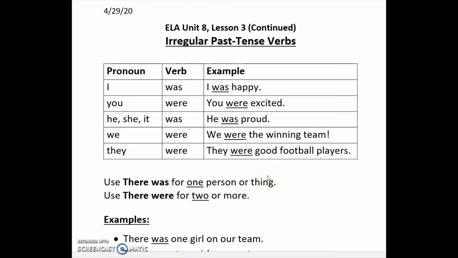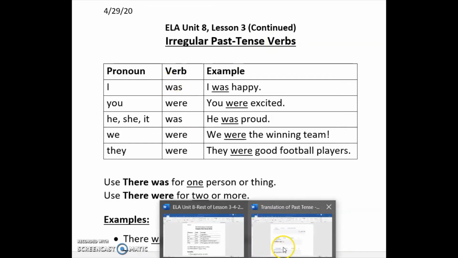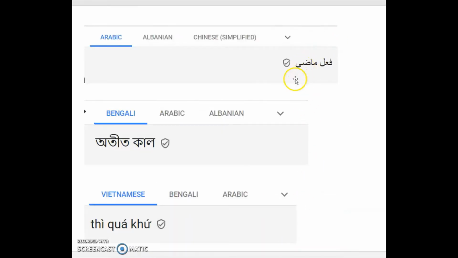We are going to continue talking about irregular past tense verbs. So let's talk about what past tense means.